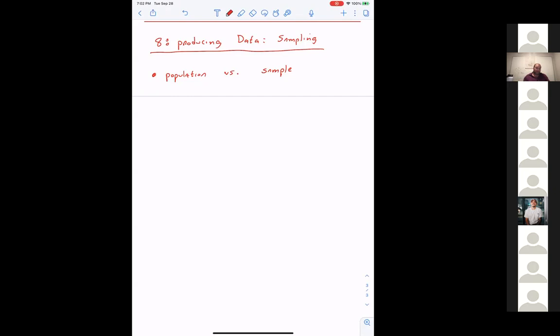Should it depend upon the population size? Like a bigger population, should that require a bigger sample? Yes. So let me ask you a question. You ever make soup?